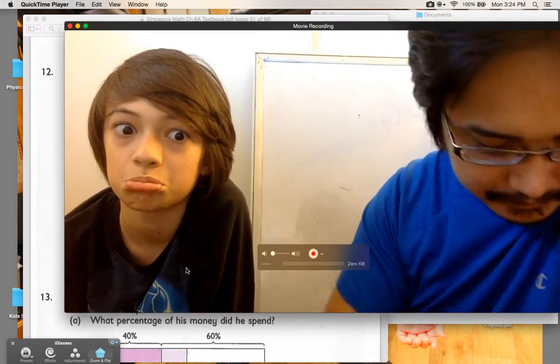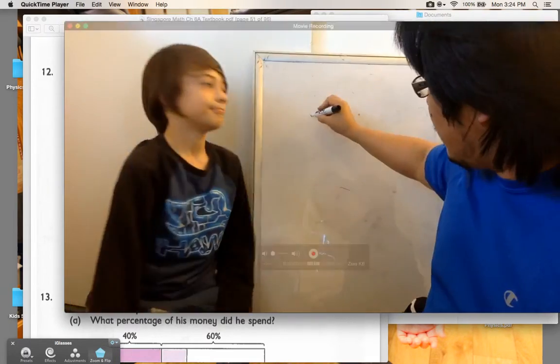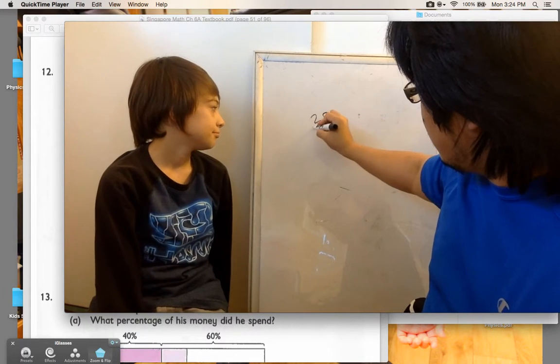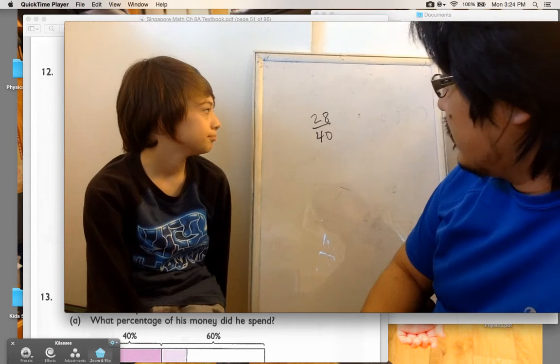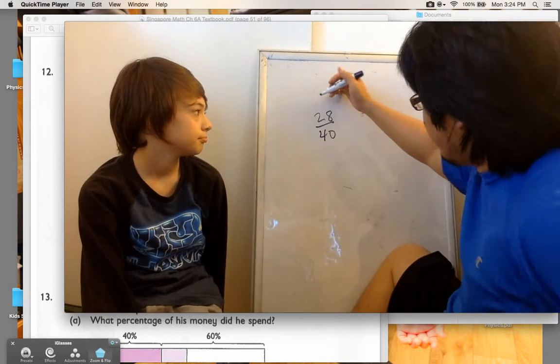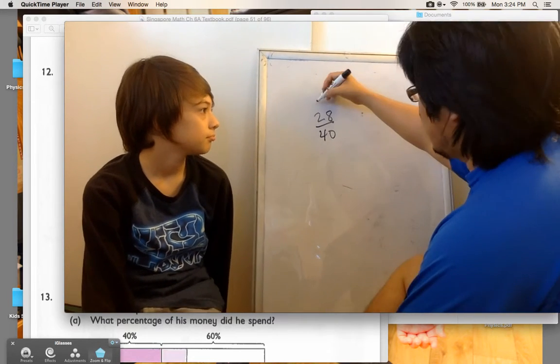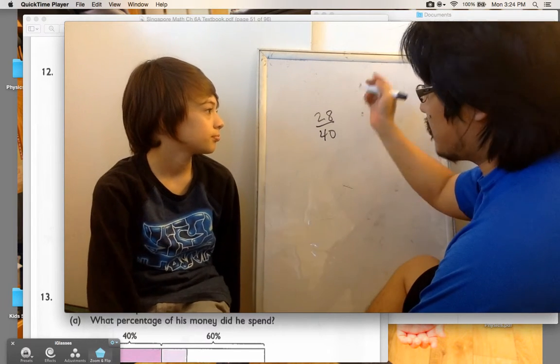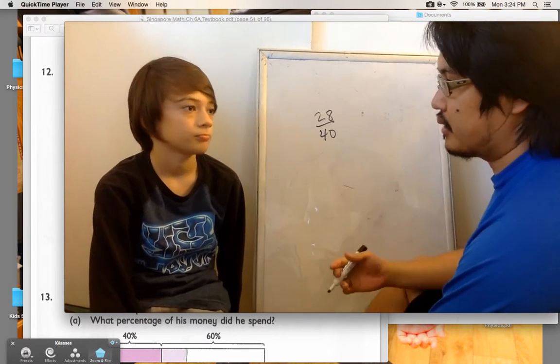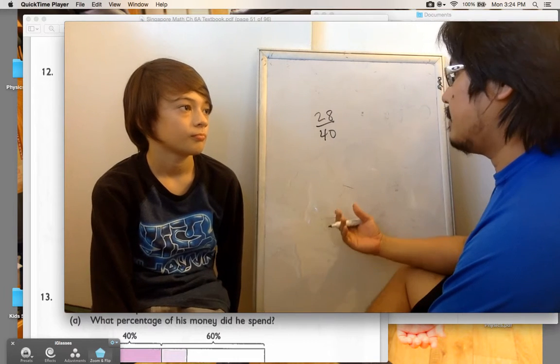All right. So we have 28 out of 40 students walk to school. Got it? This is the number of people that walk divided by the number total, out of 40 students. What is this as a percentage?